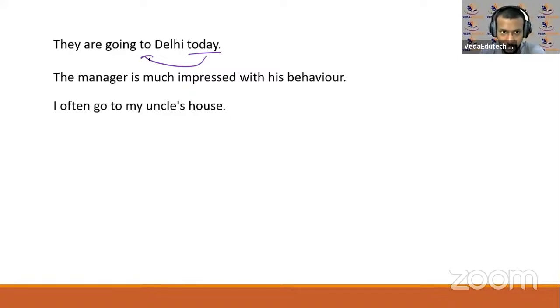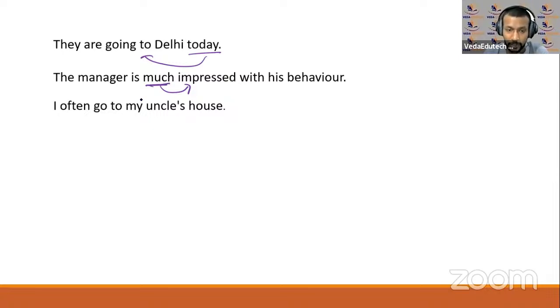How are they going to Delhi? When are they going to Delhi? They are going to Delhi today. When? Right, today. जो आ जा रहा है. The manager is much impressed with his behavior. Now, quantity over here. How is he impressed? Much impressed, right? Much जो हो जाता है, that is, yeah, much impressed. This one is the adverb.